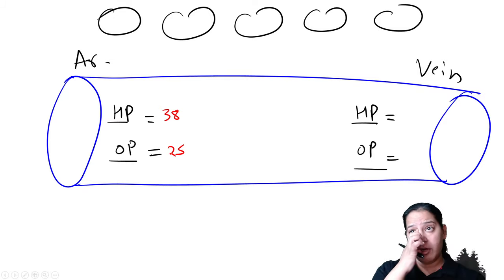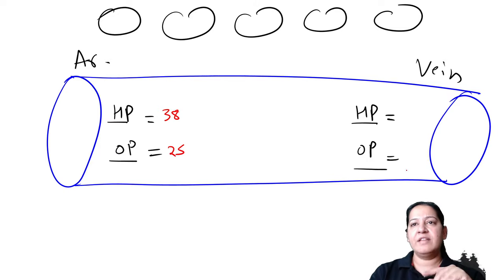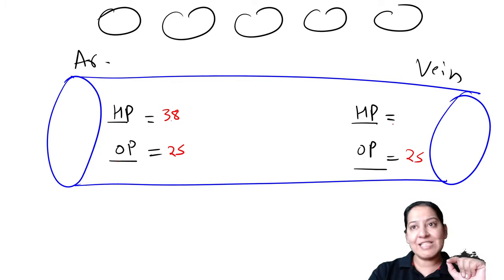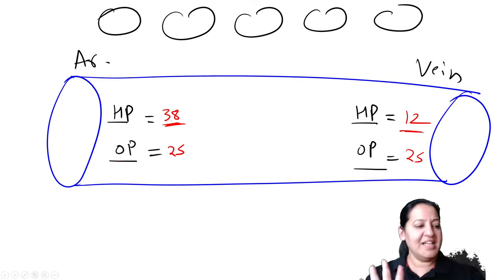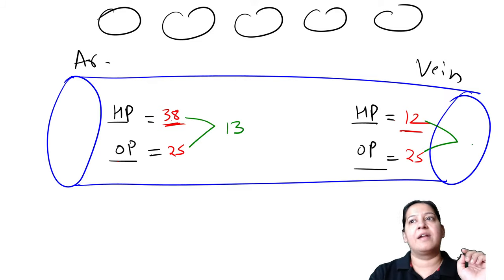At the arterial end, what about the venous end, Rishinika? What about the venous end? Anyone else who's listening to me? Venous end, what are the values? Osmotic still remains 25. There is no change in protein. Protein is the same, but the water goes out. So less water here. So here water is causing 38 mm, here it is 12 mm. Now see the difference. The difference here is 13. See the difference here. It is also 13.